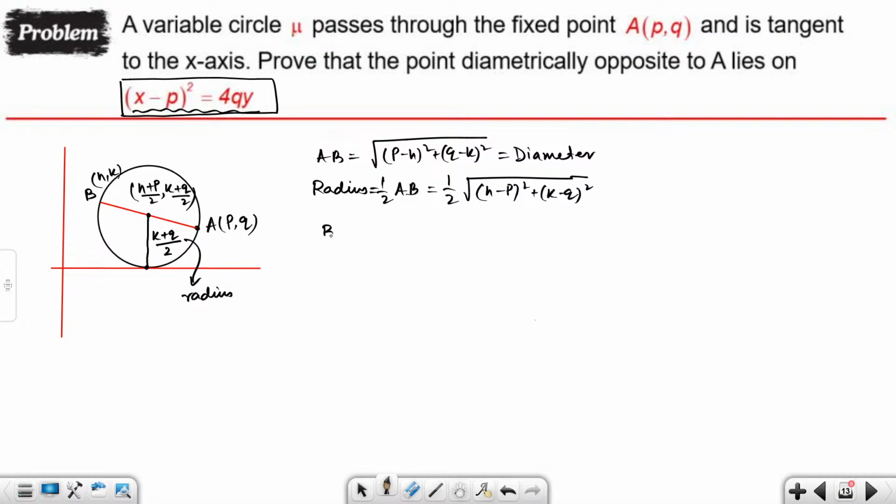Now by the problem, half root over, this is nothing but your radius, and the length of the radius is nothing but K plus Q by 2. Is it clear? 2 goes off. Now square both sides.